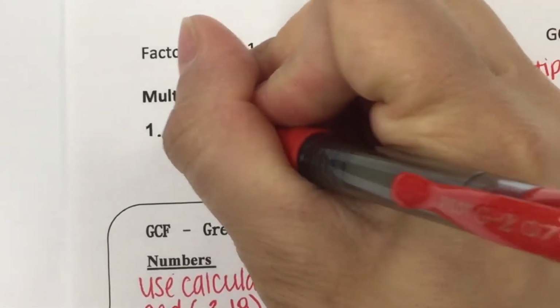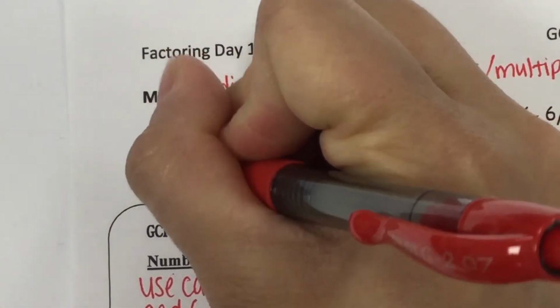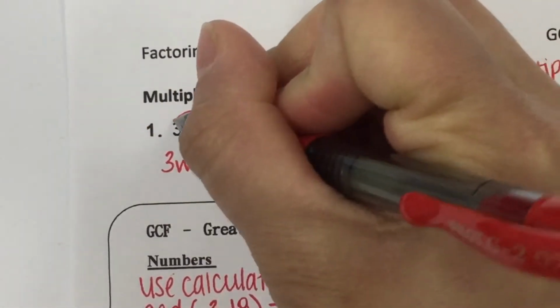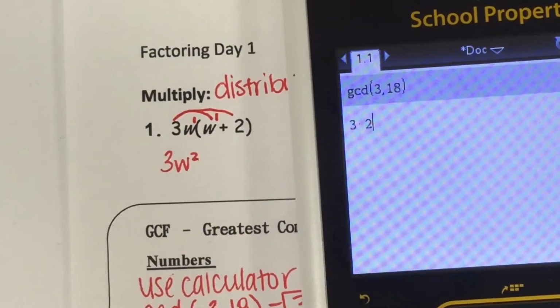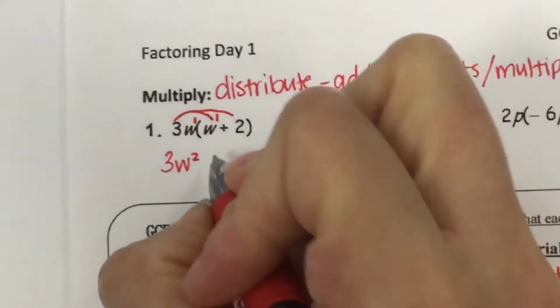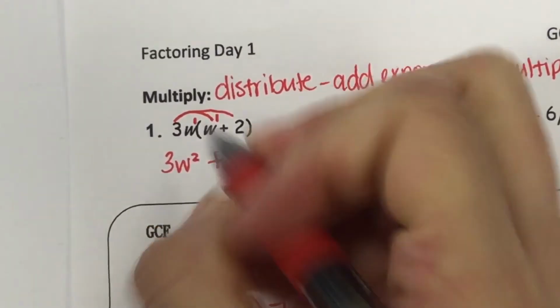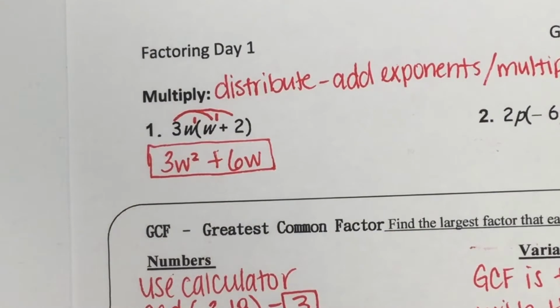So here we're going to multiply 3w times w, and you add the exponents, so 3w squared. 3 times 2, when you multiply, it's just multiplying the numbers. 3 times 2 is 6. So you're going to put a plus 6w. There's no variable to add the exponent, so you just leave it at 6w.